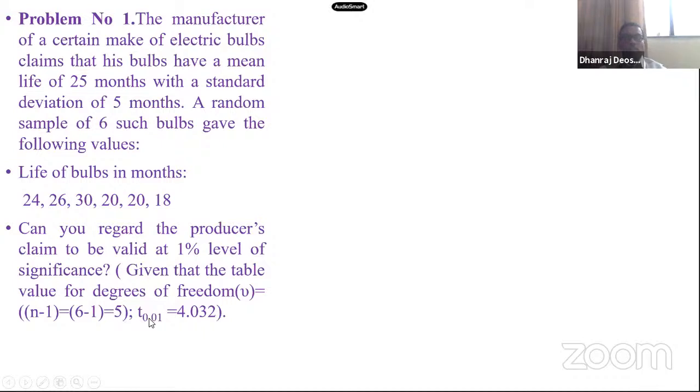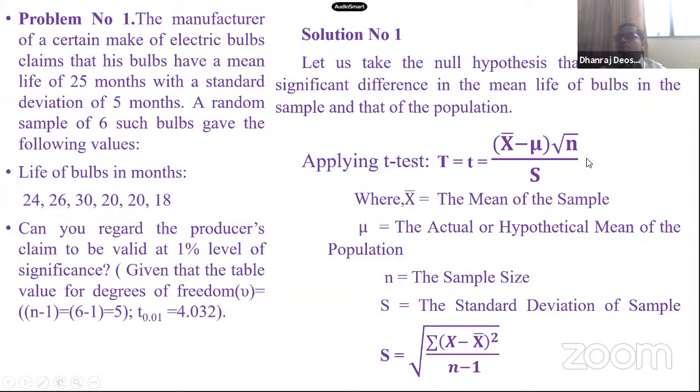The level is 1%, which means the table value of t at the 0.01 level is 4.032. It is a table value and it is compared with the calculated value of the t-test, and then automatically we are able to conclude, we are able to interpret whether our hypothesis is accepted or rejected, and then we are going to take the proper meaning or interpretation of the result also. Okay, this is the problem. Now go to the solution.